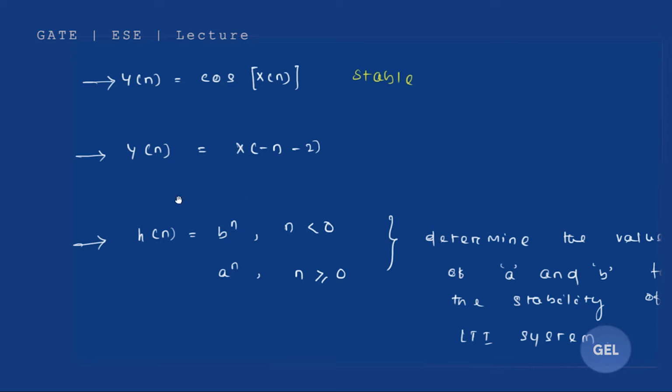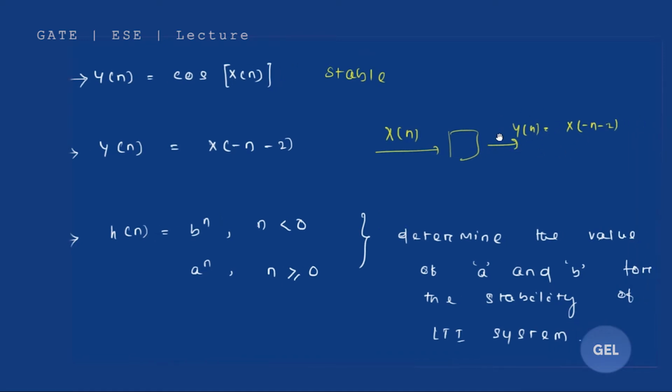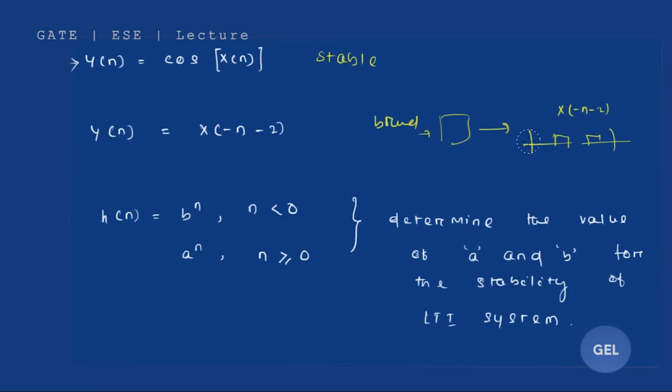So that is why, instead of doing the summation of h of n, you do a specific input test. Here also, as in continuous time, if you take any bounded input x of n, you get y of n, which is nothing but x of minus n minus 2. That means the response of the system takes the input and gives it back shifted and reversed. If you take a bounded signal and it is shifted and then reversed, does it become unbounded? No, sir. So whatever bounded input you give to this system, the output will definitely come out bounded. That is why this system is stable.